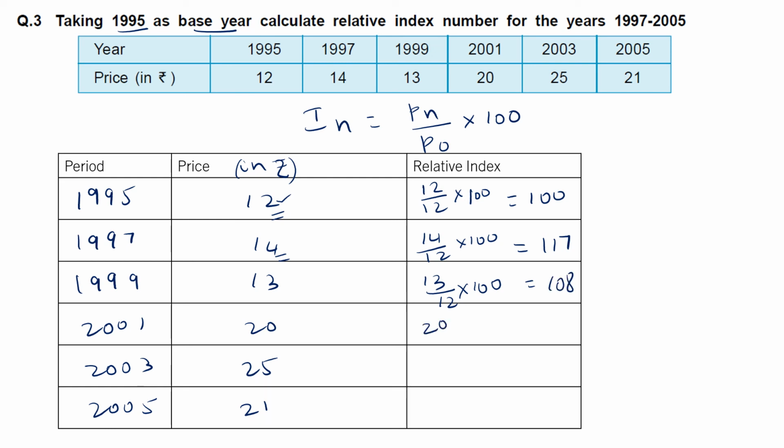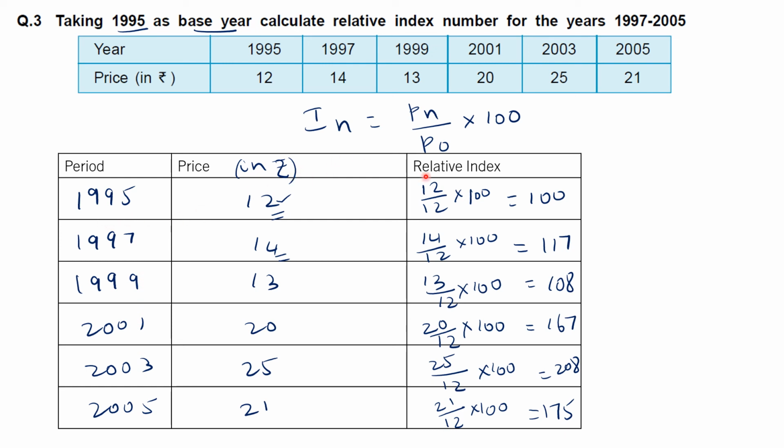Then for 2001, the price in 2001 upon price in the base period into 100. So it is 167. Then for 2003, the price in 2003 upon price in the base year into 100, it is 208. Then for 2005, the price in 2005 upon price in base year into 100, and it is equal to 175. So this is the relative index for each of these years having 1995 as the base year.